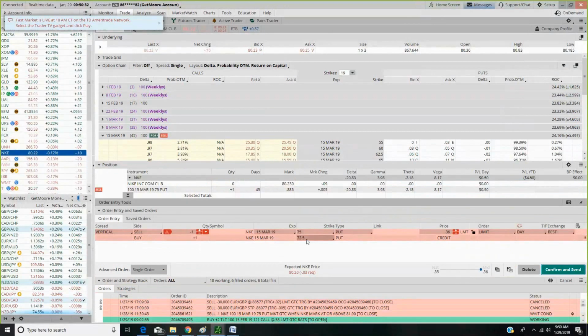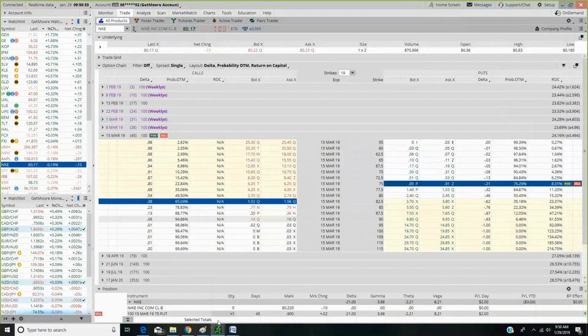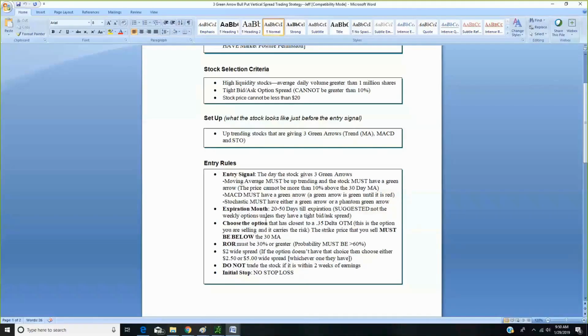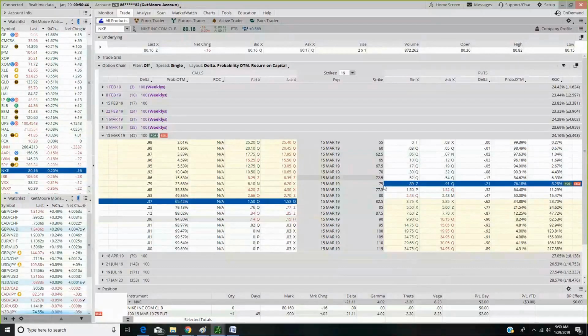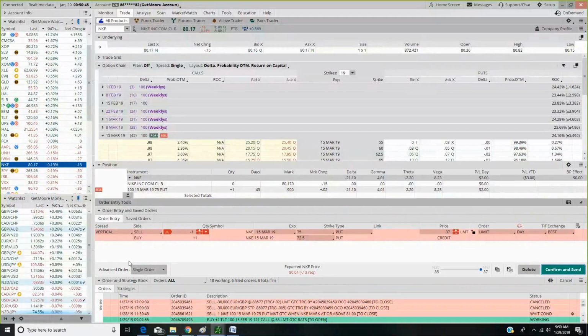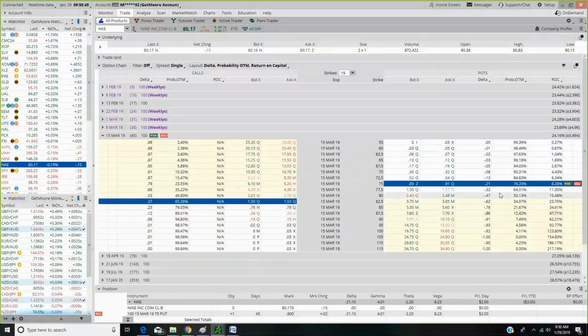We're looking at a $2 wide spread, right? That's what our rules say. Our rules say a $2 wide spread. But if we don't have a $2 wide spread, we go a $2.50 wide spread. So we don't have a $2, so it's $2.50. So we're looking for a probability of at least 60%.